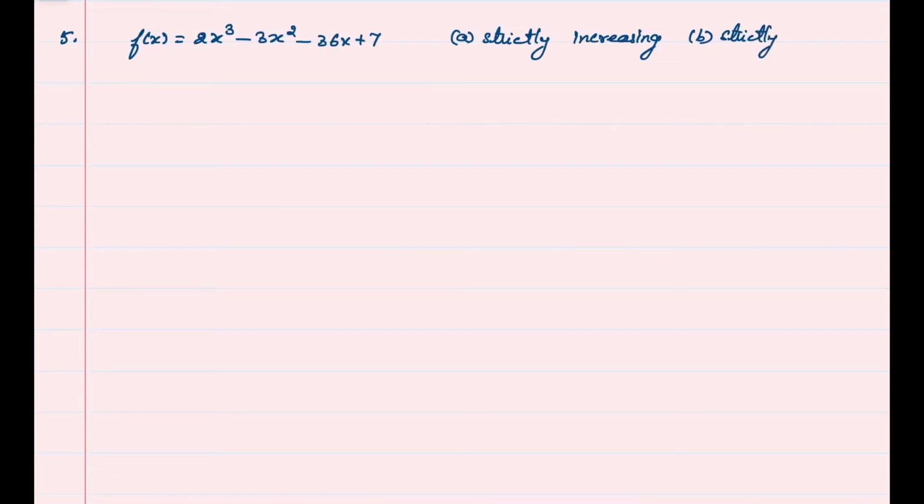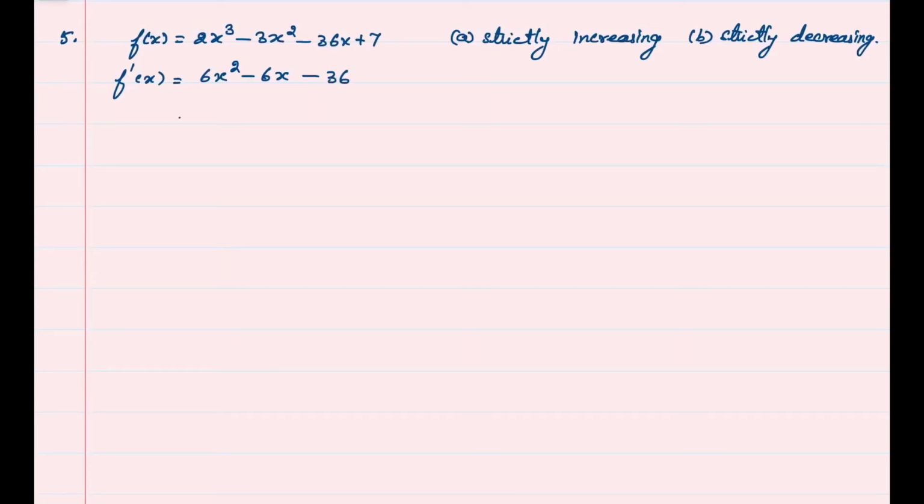Question 5. Find the intervals in which the function f given by f of x equal to 2x cube minus 3x square minus 36x plus 7 is strictly increasing and strictly decreasing. The first step is finding f dashed of x. It is 6x square minus 6x minus 36 plus 0.